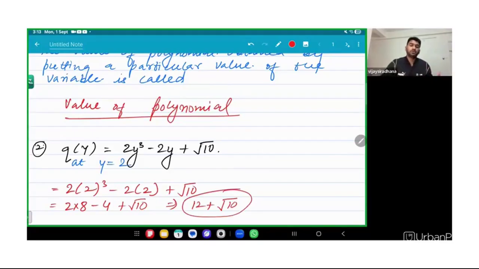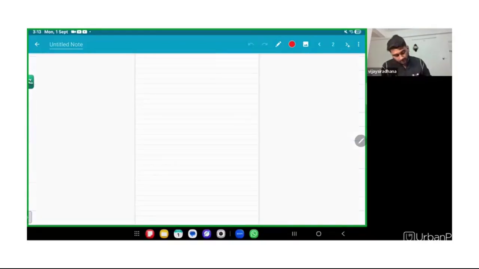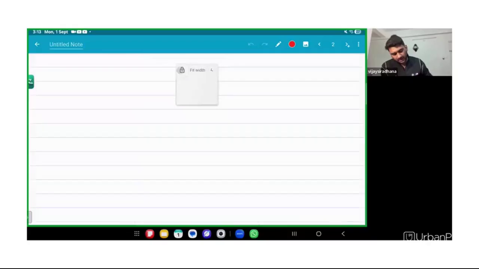Right? So you can try many more from your side, like the value of this polynomial at y equals 0, y equals minus 1, y equals minus 2. Do practice it and let me know in the comment section. Now students, let's try one more example.